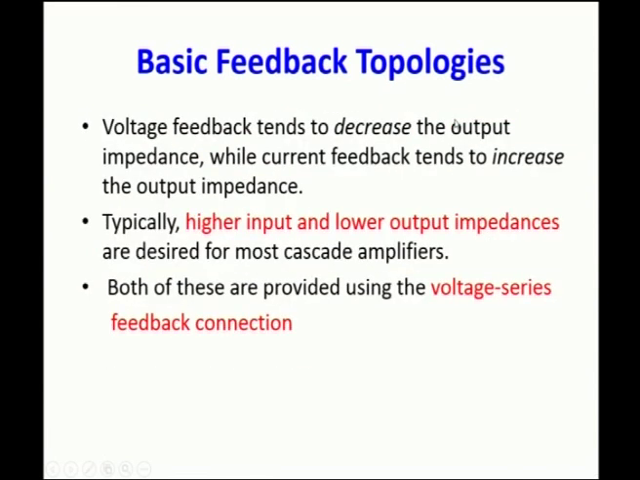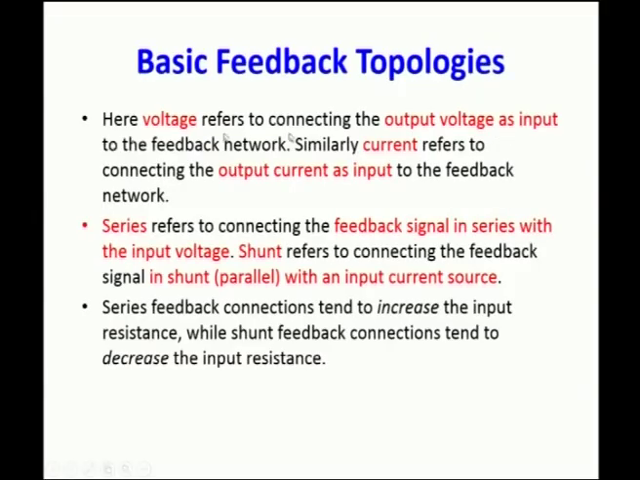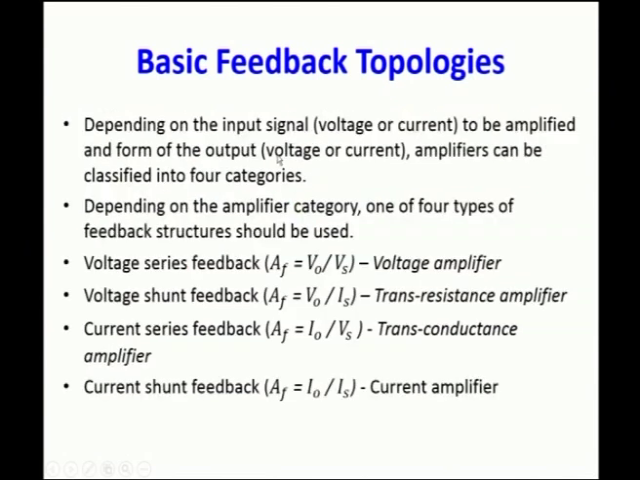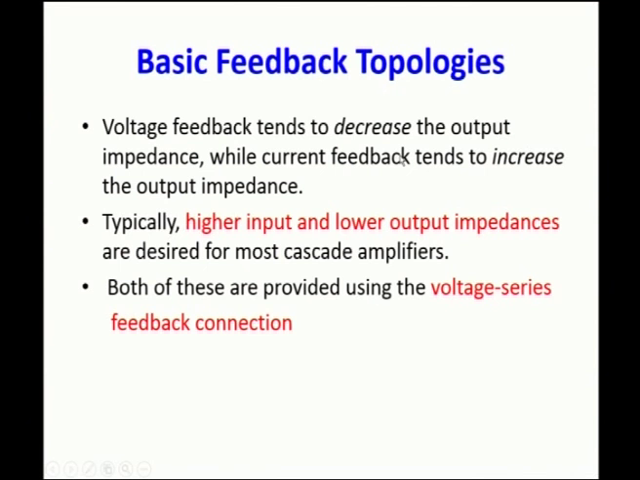The voltage feedback tends to decrease the output impedance. Why does the voltage feedback tend to decrease the output impedance? Because just now we have seen, if there is a voltage term present in the network, then you have to connect the output voltage as input to the feedback network. So, how will you connect the output voltage as input? You have to take a parallel connection. From the output you have to take the voltage in parallel, and give it to the input of the feedback network. So, if you have a parallel connection, it means that there exists a parallel combination of two resistances. So, it will decrease the output impedance, while current feedback tends to increase the output impedance.